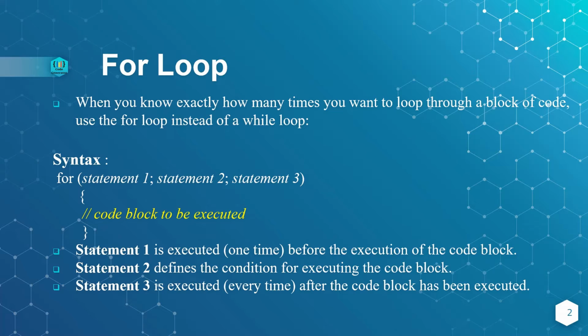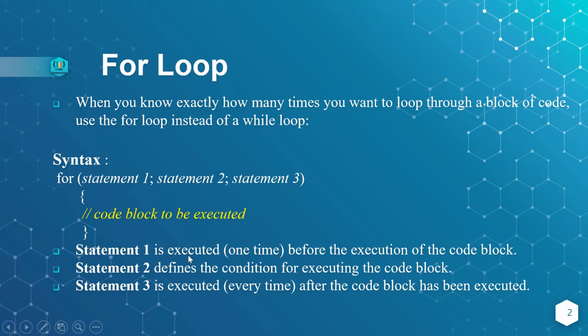When you know exactly how many times you want to loop through a block of code, use the for loop instead of while loop. Okay. The syntax of the for loop will be for, then statement 1, statement 2, statement 3. But what are the statements? Okay, let's see. And in the curly braces, code block to be executed.